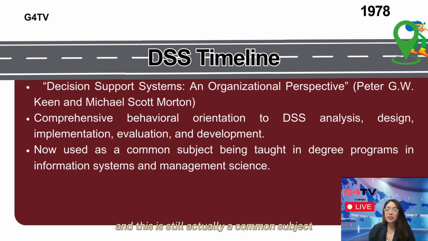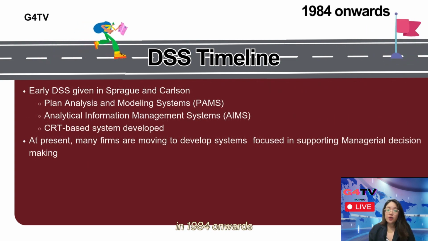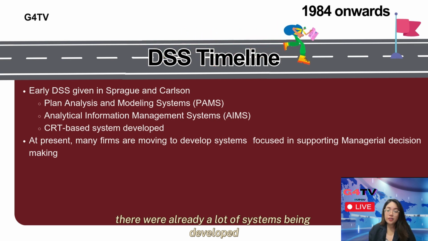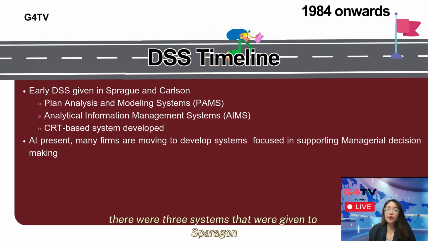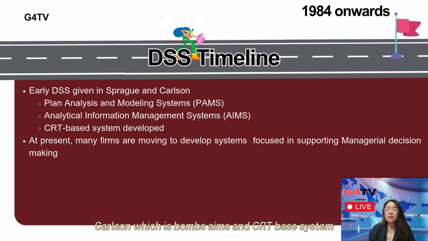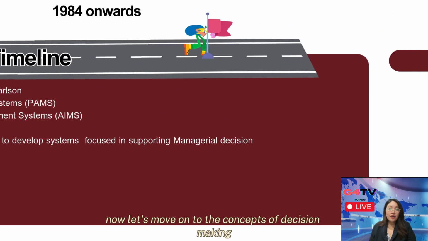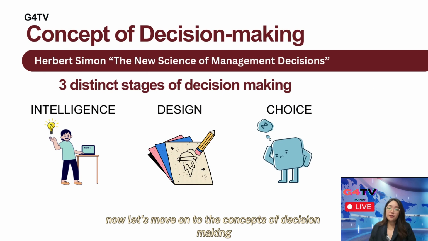And this is still actually a common subject still being taught today to degree programs like information systems and management science. In 1984 onwards, there were already a lot of systems being developed and theories being discussed here, but there were three systems that were given to Sprague and Carlson, which is POMS, AIMS, and CRT-based system. Now let's move on to the concepts of decision making.